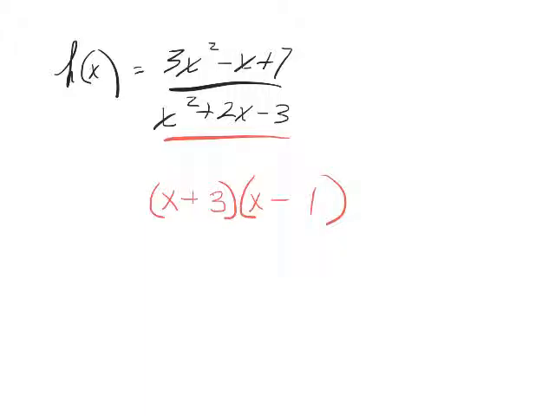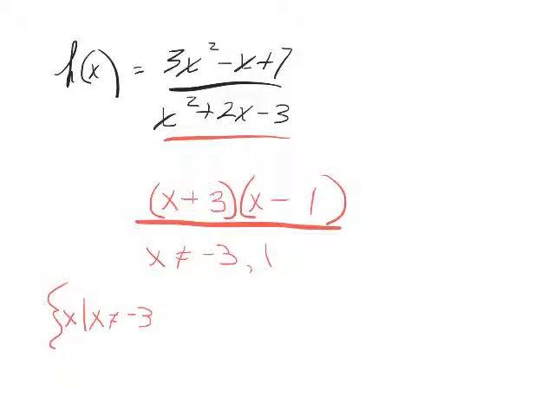Okay, so x cannot be negative 3 and it cannot be 1, because that would make the denominator 0 or undefined. So you can write this as the set of all x such that x is not equal to negative 3 and x cannot be equal to 1. So there's set builder notation.